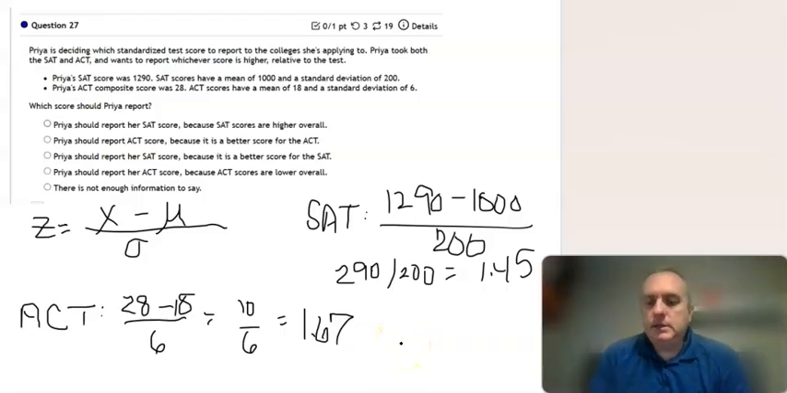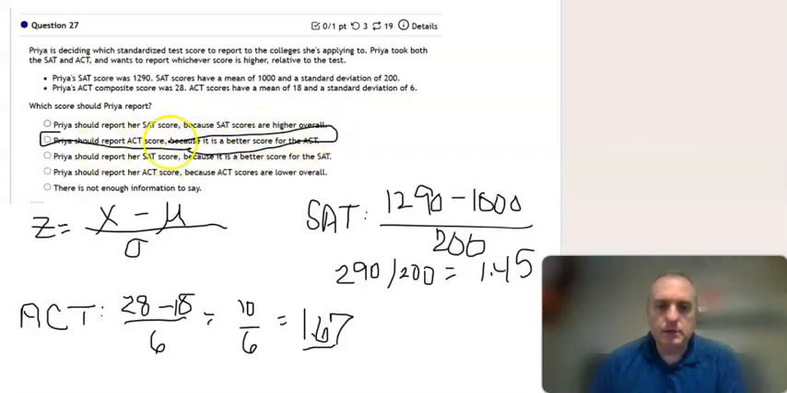So on the SAT, she scored 1.45 standard deviations above the mean, and the ACT, she scored 1.67 standard deviations above the mean. So she actually did better on the ACT because she did better relative to other students that have taken the test, and she scored a little bit higher in terms of standard deviation. So if she was sending this to a college and she could only pick one, she would want to report her ACT score because she did better relative to the mean.